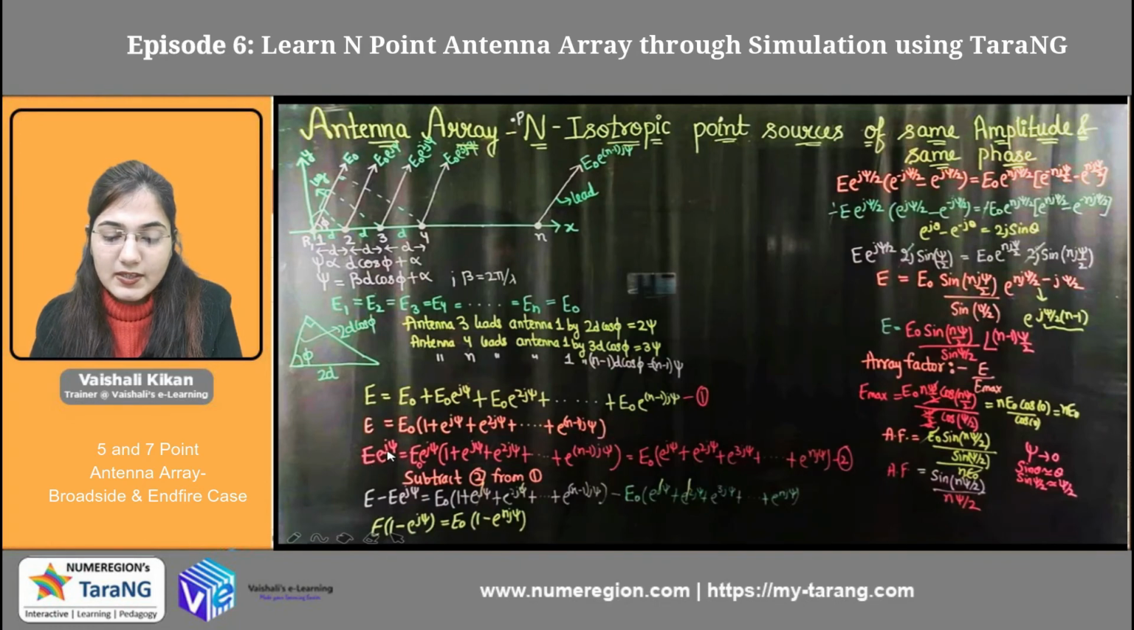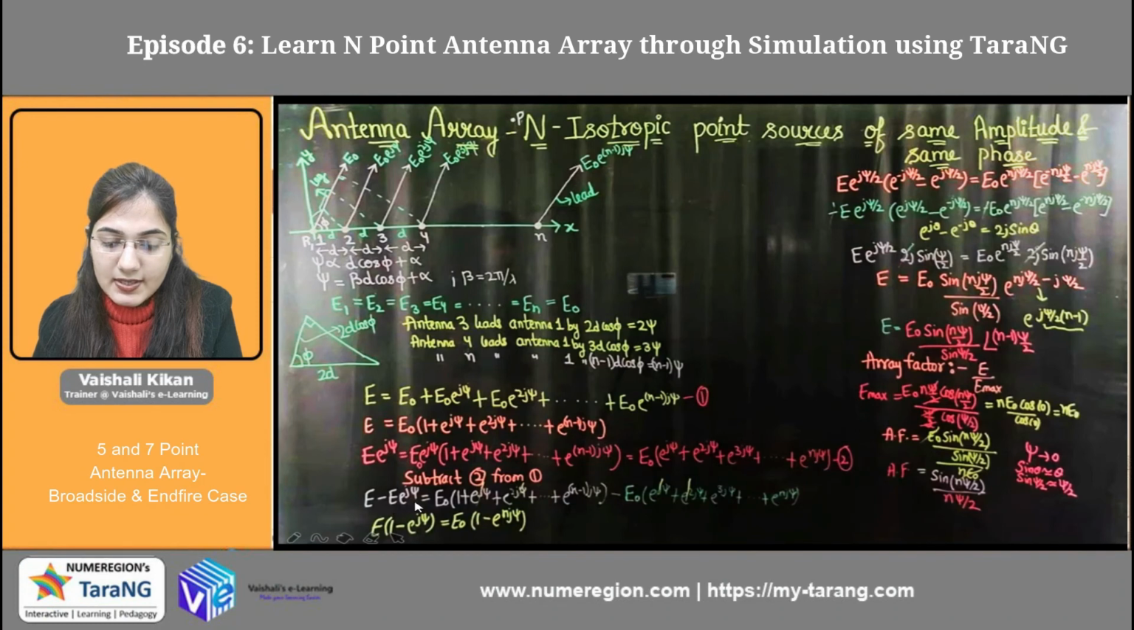If I multiply with e raised to power j psi on both of the sides, I will be having E e raised to power j psi as E naught e raised to power j psi times 1 plus e raised to power j psi plus e raised to power 2 j psi plus so on e raised to power n minus 1 j psi. Now if I am taking this e raised to power j psi inside, I will be having E naught times e raised to power j psi plus e raised to power 2 j psi. I am just increasing the power of the e raised to power j psi. So here if it was e raised to power j psi, I will be having e raised to power 2 j psi, and so on up to e raised to power n j psi. So I am going to subtract 2 from the first. This is my second equation, this is my first equation.